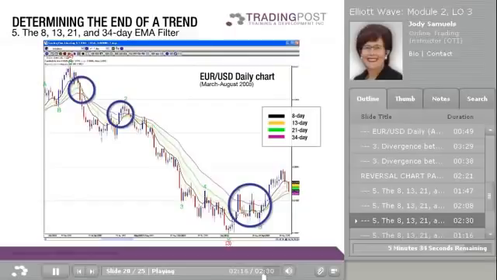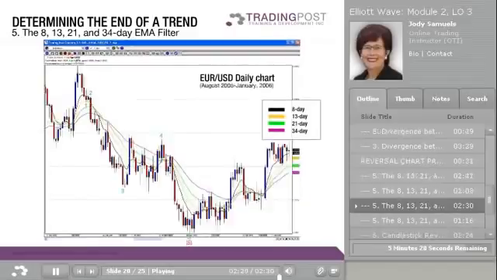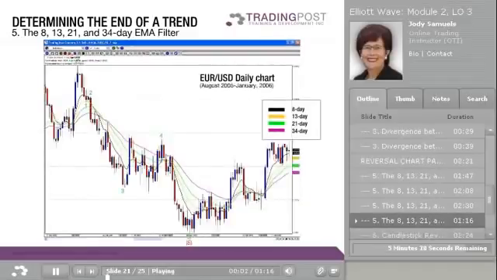This is where we would draw our channels and target the end of wave 5 using the Fibonacci projections. We would also look to see confirmation that there is divergence in the oscillator. This example looks at the subwave 5 of the 5-wave sequence, and we go through the same exercise.